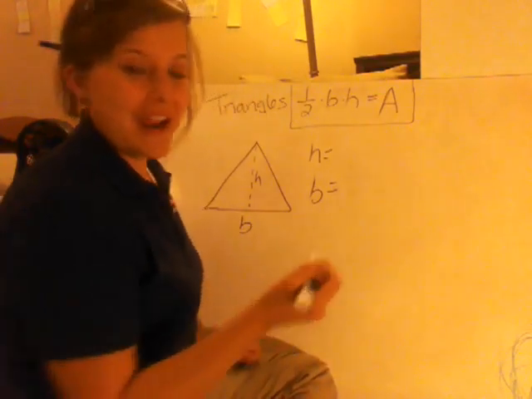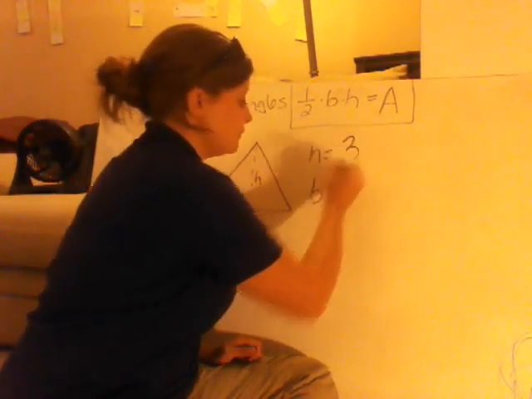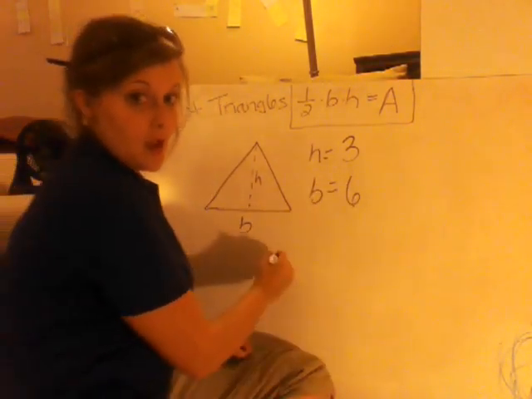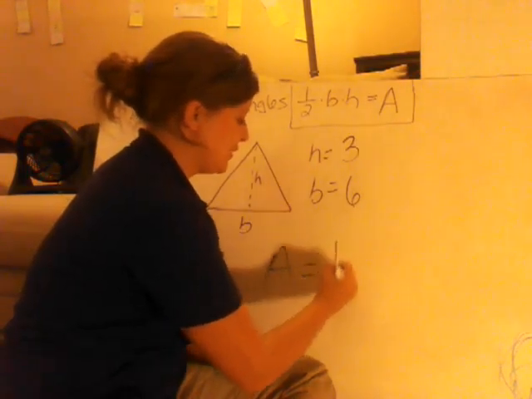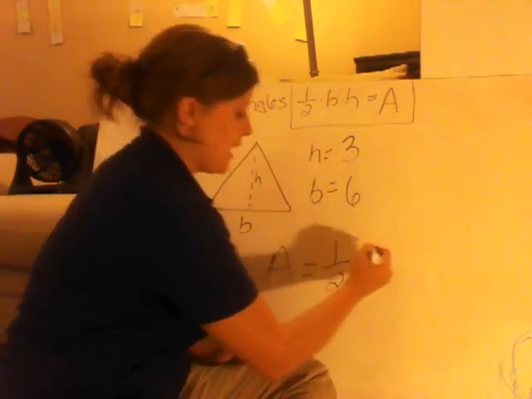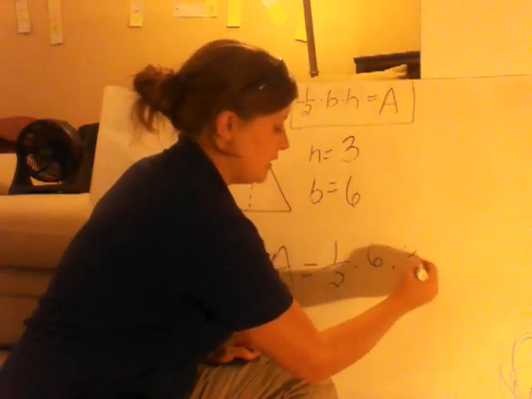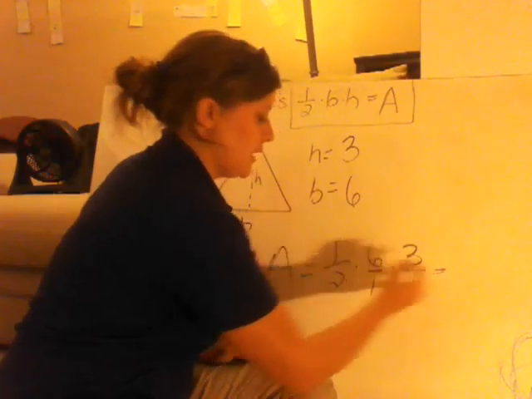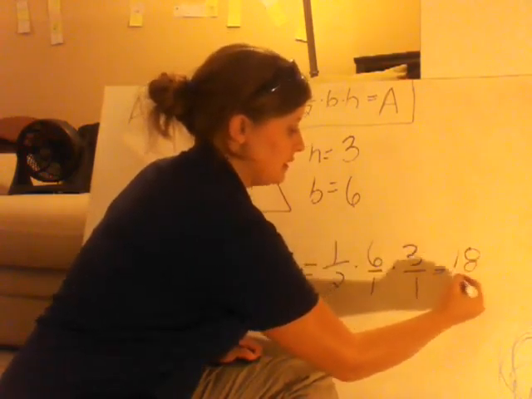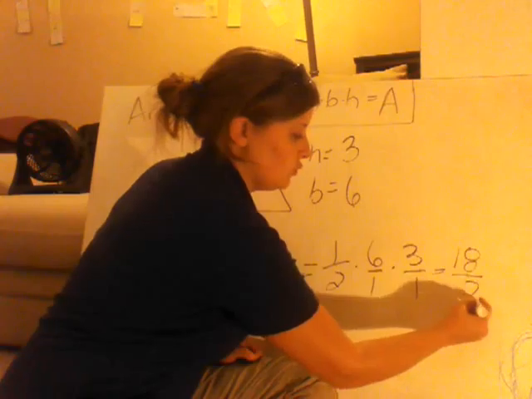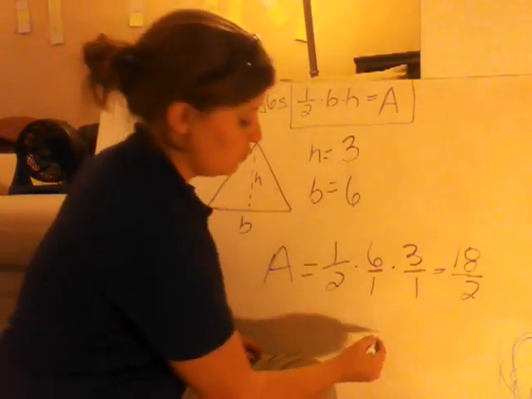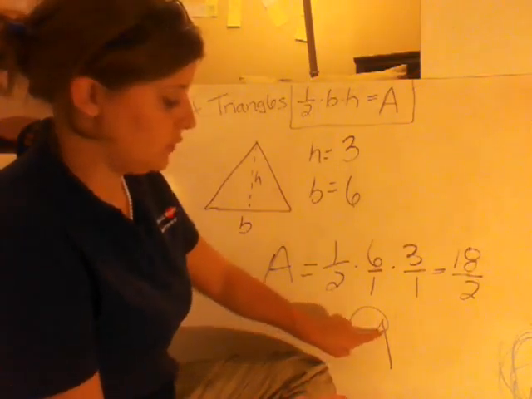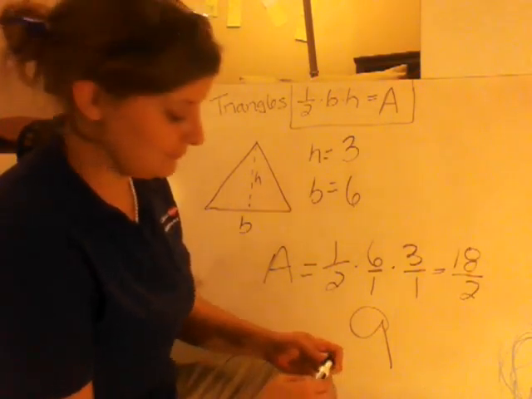Alright, so number 4. H is equal to 3. My base is equal to 6. My formula is area equals 1/2 times my base, which is 6, times my height, which is 3. 1 over 1. I multiply across. 18 divided by 2. Big old 9. That's 9.